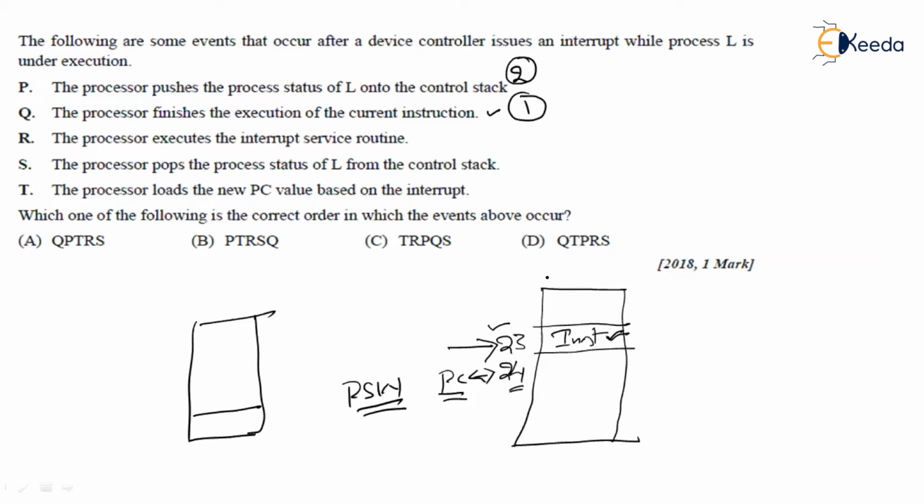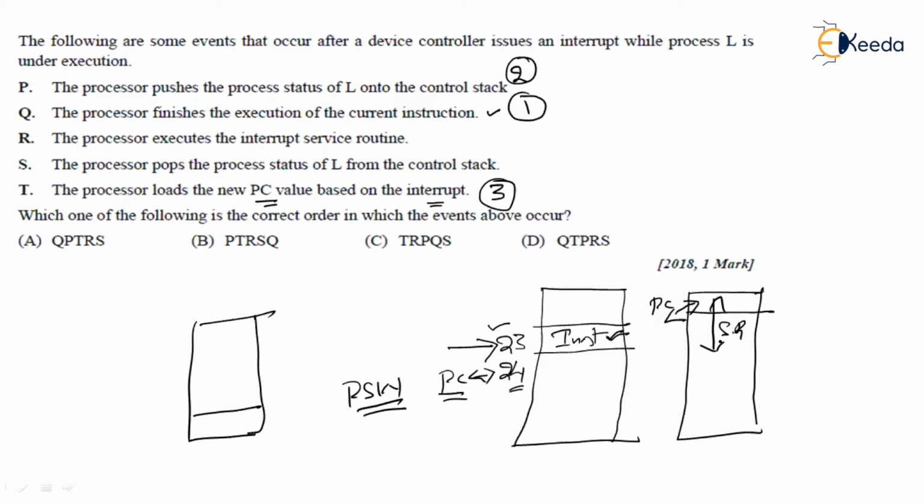Then we will branch to the interrupt service routine. Our program counter value will be updated to the interrupt service routine's first address. Here, the processor loads the new PC value based on the interrupt. So this is 3.